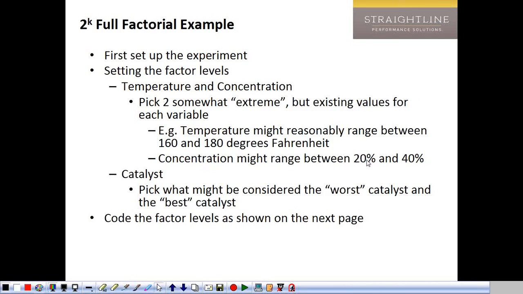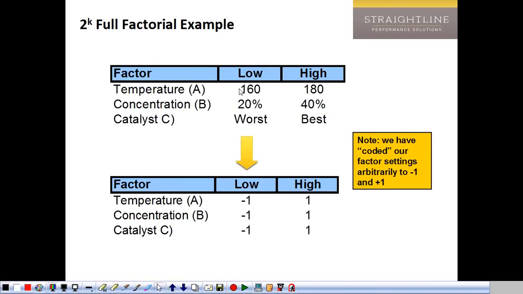Okay, concentration would go between 20 and 40%. And the catalyst, suppose there were 5 different catalyst types. Notice we've got numerical and categorical types. A catalyst is a category. The other two are numerical. For catalyst, we might want to consider what would be the worst and the best catalyst. So we picked the worst and the best, or what we thought would be the worst and the best. Okay? And then we coded them as follows.